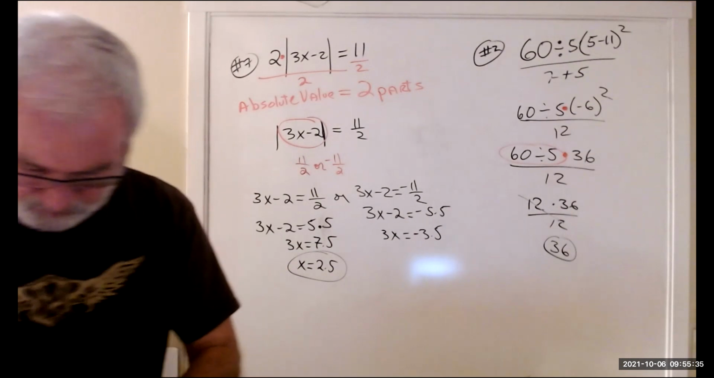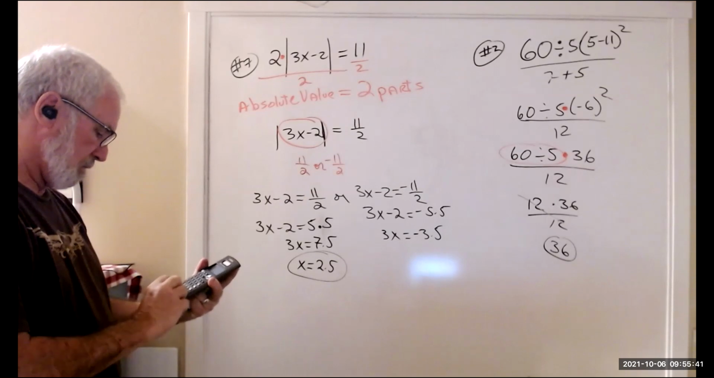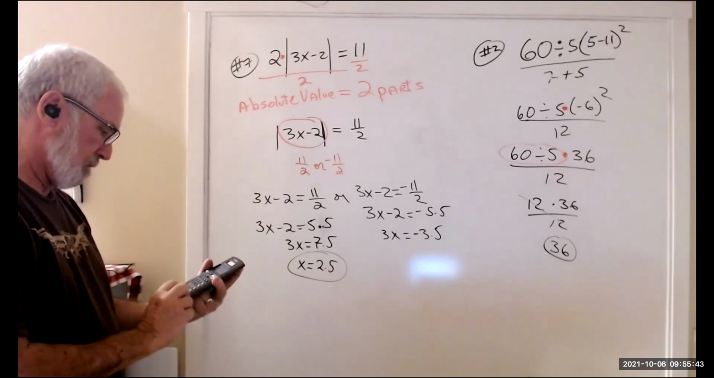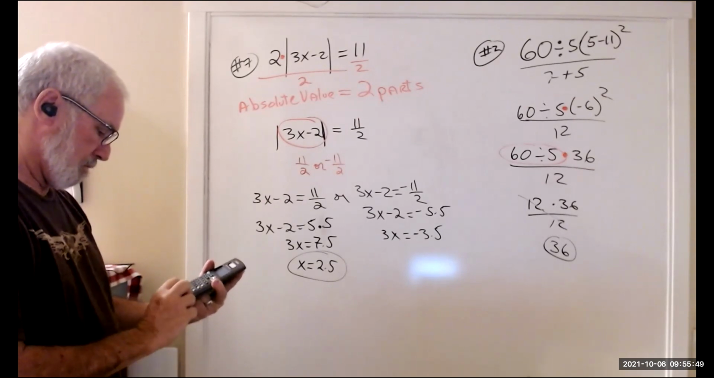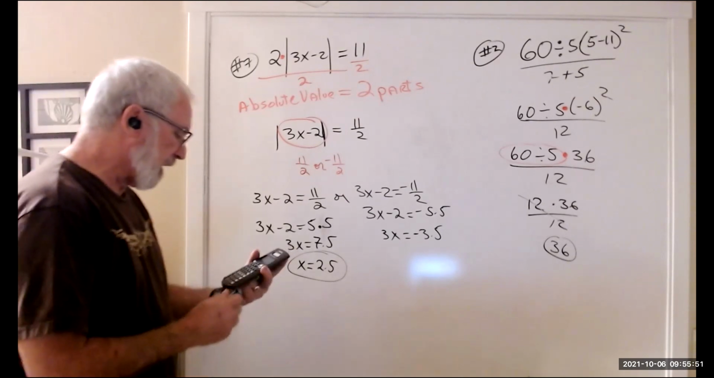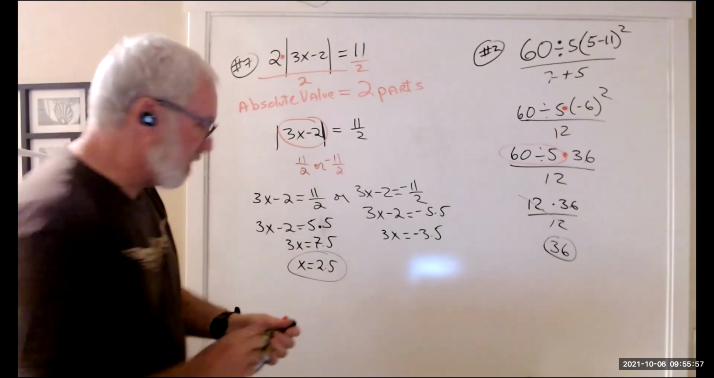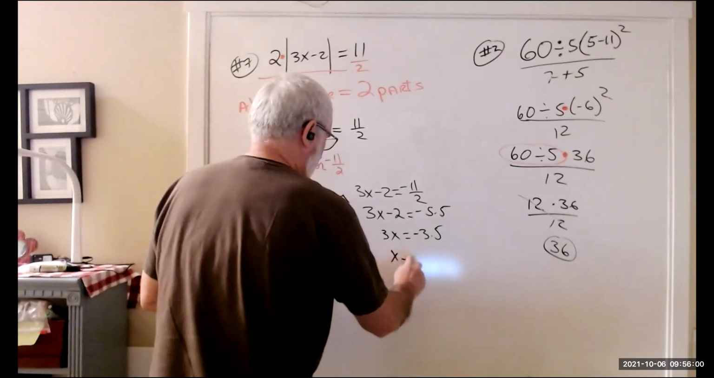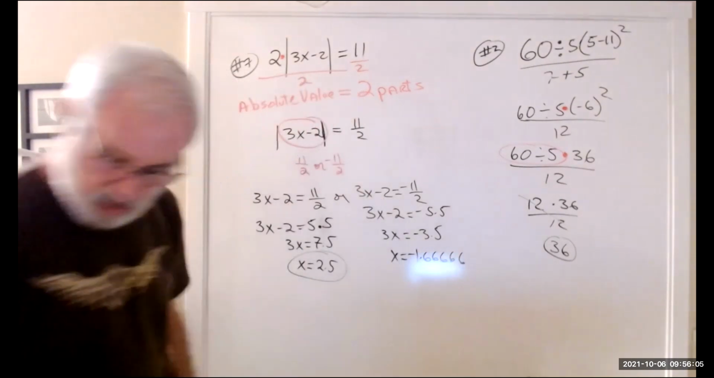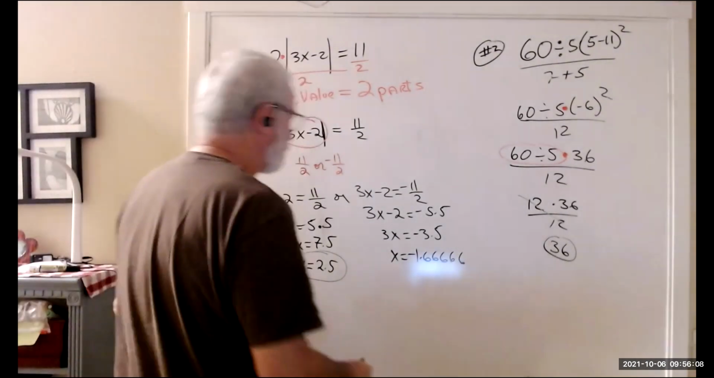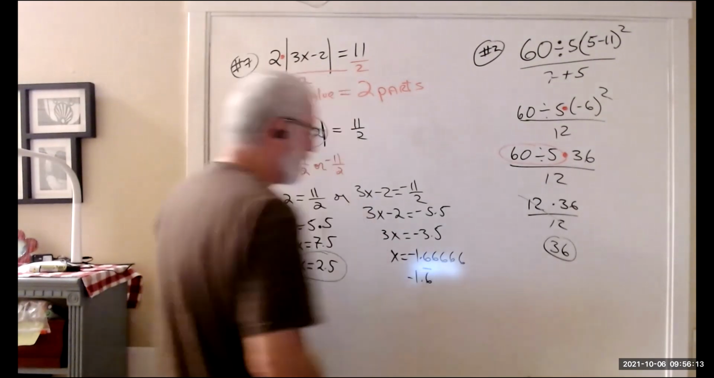Okay. And then divide by 3. And you get x is negative 1.66666. Okay. And it goes on and on and on. The proper answer is negative 1.6 repeating.